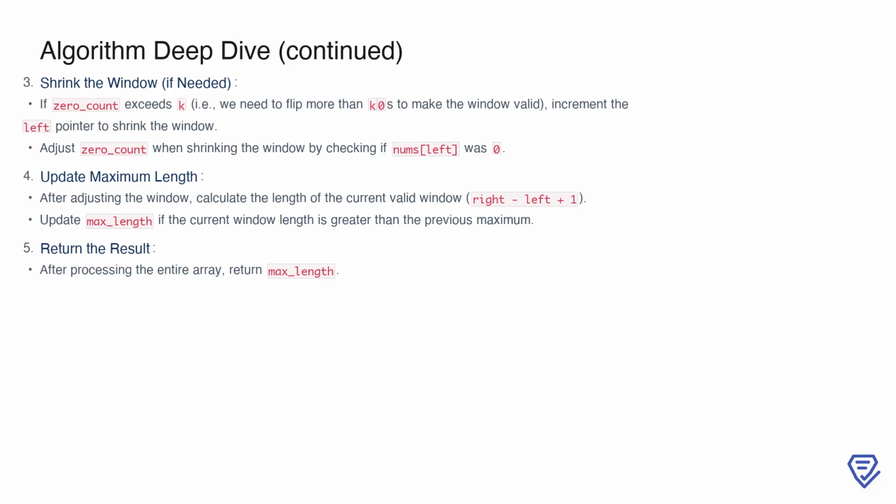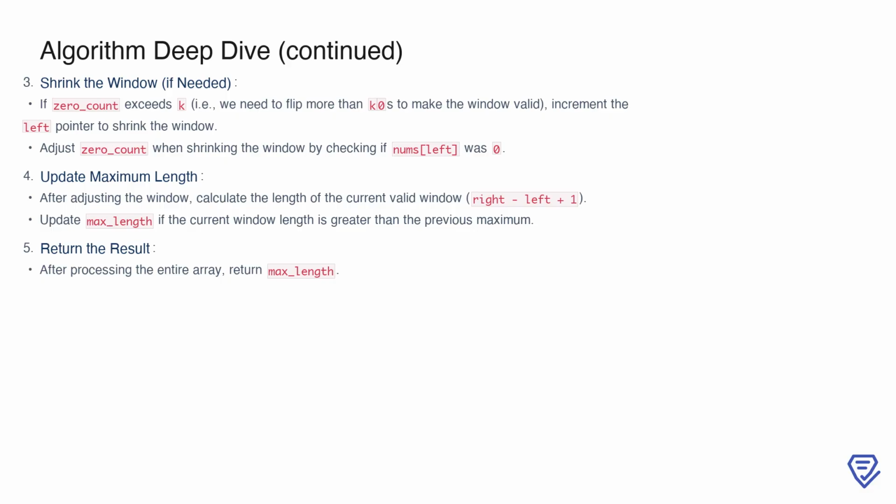In this case, we need to shrink the window to restore validity. To do this, we increment the left pointer, which moves the left boundary of the window forward. If the element at nums[left] was a 0, we decrement the 0_count to reflect the fact that this 0 is no longer part of the window. Once the window is valid again, we calculate its length, using the formula right - left + 1. If this length is greater than the current max_length, we update max_length to reflect the new maximum.